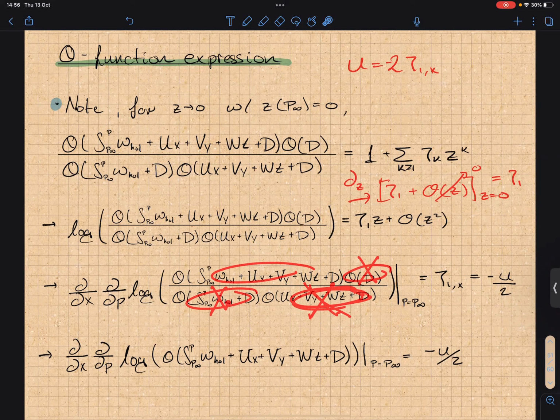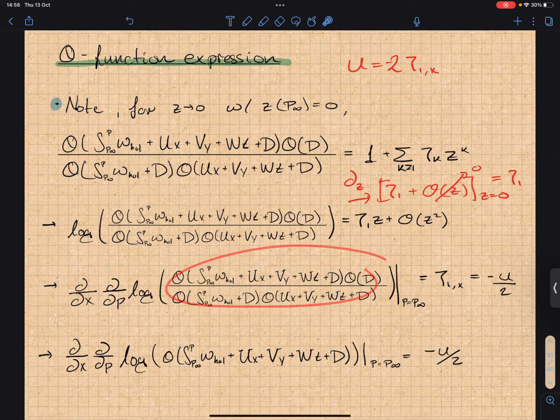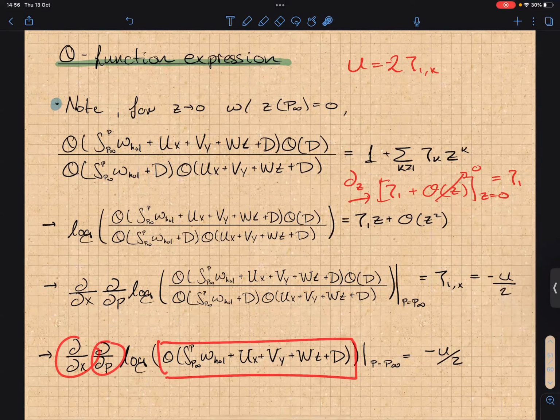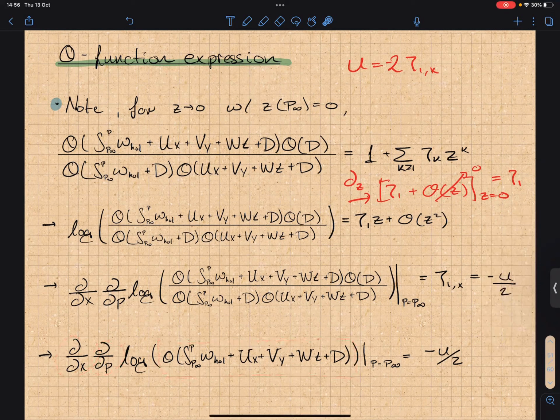So at the end, the only term that depends on both x and p is going to be this term at the top. So taking the partial of p and x of the log of this term is the same as taking the partial of p and x of just this term. So these other terms, these normalization terms, actually just drop out because they're not both simultaneously depending on x and p.